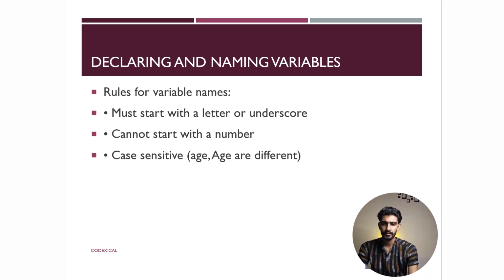So that's the second rule. And the third rule is that it is case sensitive, such as age in small letters is different from AGE in capital letters. So these are both different when declaring variable names, and we cannot use spaces or special characters in declaring variables. So that can be problematic for us.